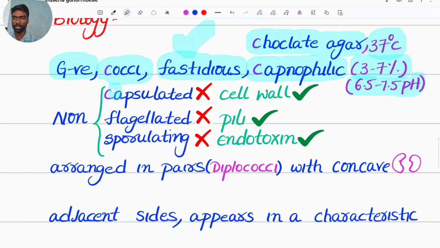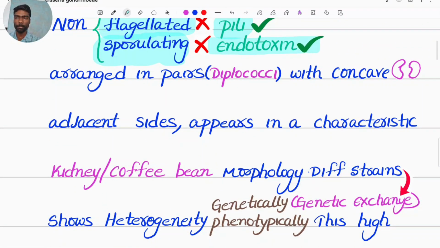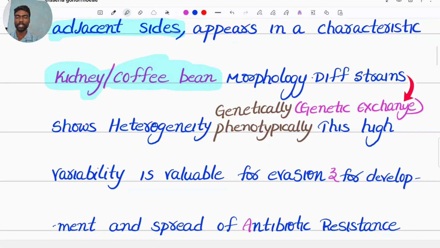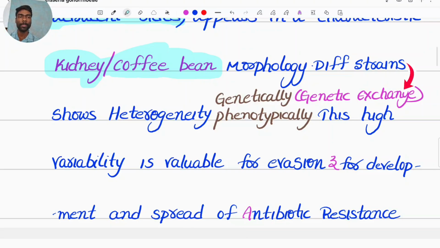It is non-capsulated but has a cell wall. It is non-flagellated but has pili. It is non-sporulating but it produces endotoxin. It is arranged in pairs. A pair of cocci is called diplococci, with concave adjacent sides, appearing in a characteristic kidney or coffee bean morphology within polymorphonuclear leukocytes, that is, neutrophils.